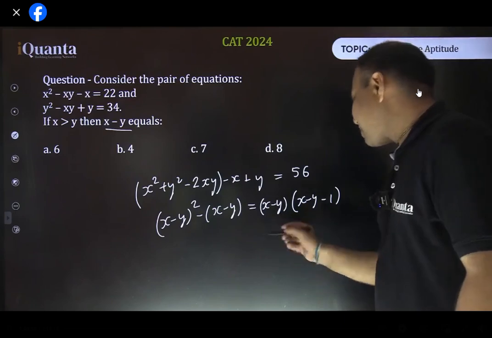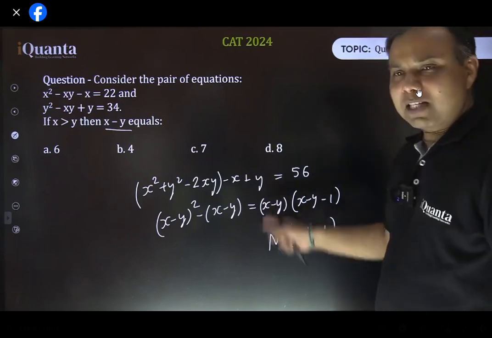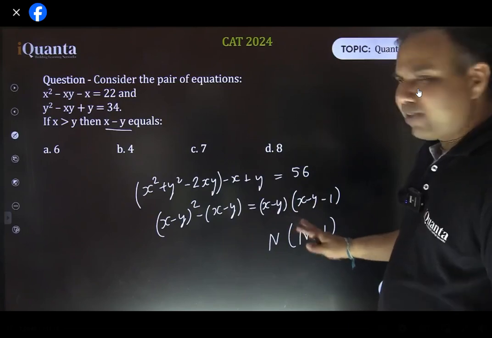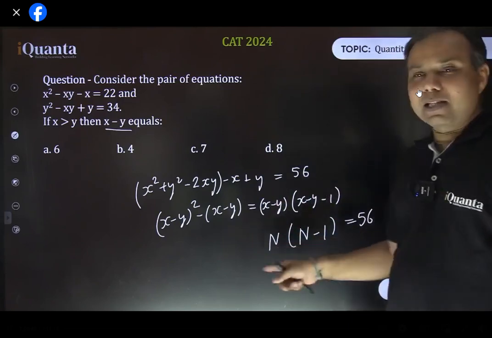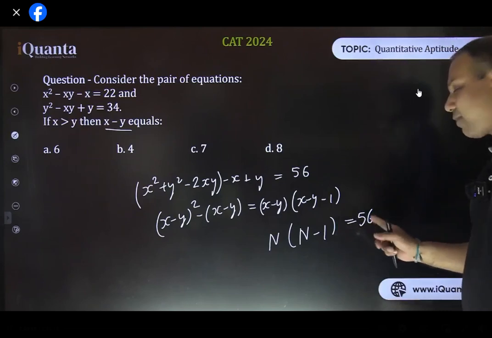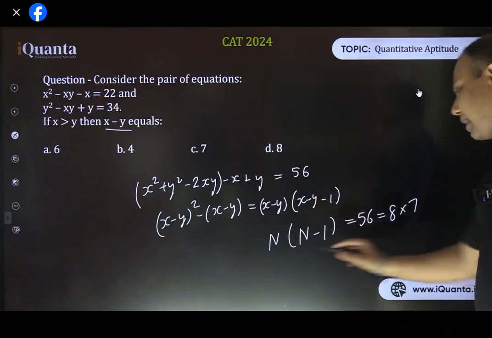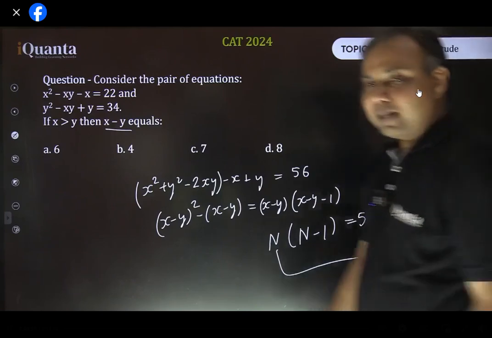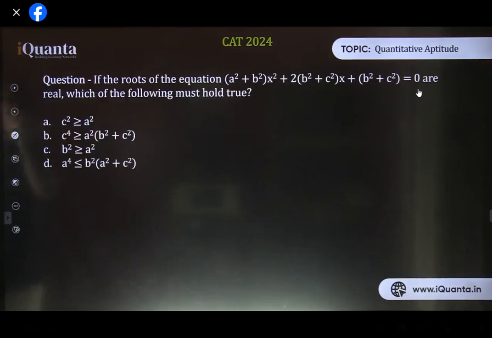Let me replace it by something, maybe n. So this is n into (n minus 1), where n is the value of x minus y. I'll just replace it so as to be free from any confusion. So n into (n minus 1) is equal to 56. And what do I know? That n is a positive number. We just need to write 56 as a product of two consecutive integers. So it is 8 into 7, and n is equal to 8. Fine. So that was an easy question. We just had to figure out that we should add these two, right? Okay, let's move further to the next question fast.